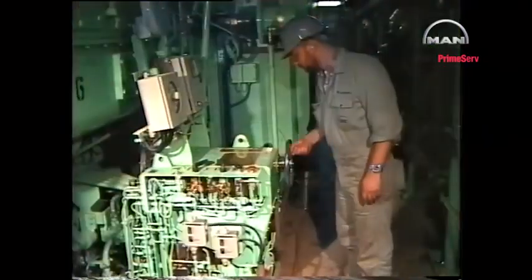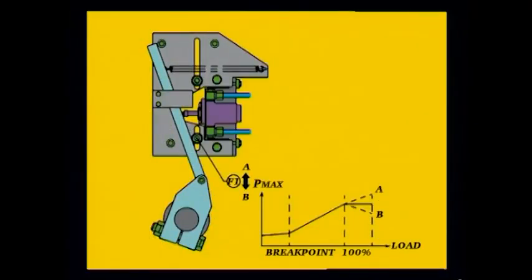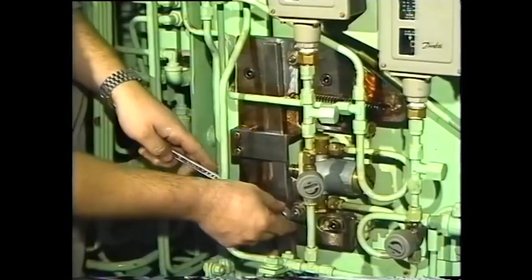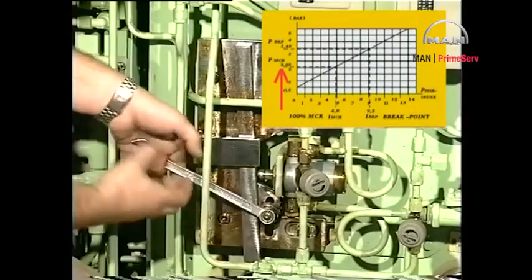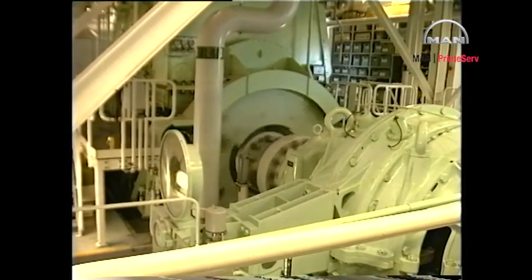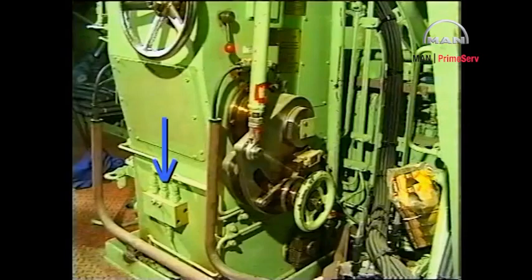Turn the fuel regulating handle to the 100% MCR position. Displace the lowermost pivoting point until the calculated control air pressure at 100% MCR is obtained. Start the engine and run it up to a load corresponding to the breakpoint. Make sure that the control air pressure is able to pass the changeover valve.